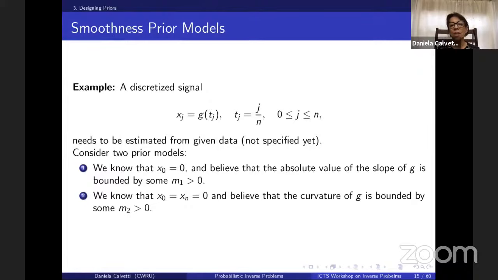And I'm going to call Xj the measurement. G of Tj is Xj. And I have n measurements. And then I want to estimate the signal from the data, given data.